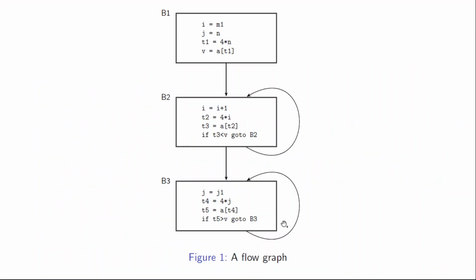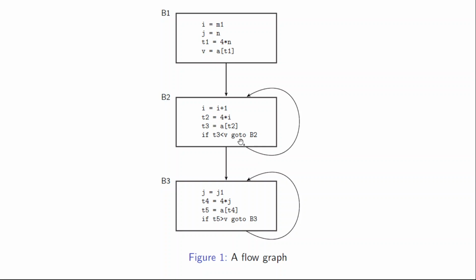So let us take an example. This figure 1 shows a flow graph. You have three blocks, B1, B2 and B3. Now coming to the edges. The last statement of B1 is followed by the first statement of B2, so you need to add an edge from B1 to B2. Similarly, you can justify this edge because the first statement of B3 follows the last statement of B2.